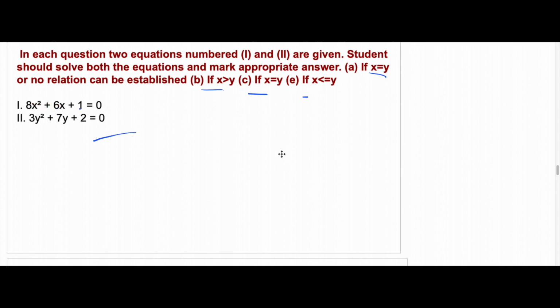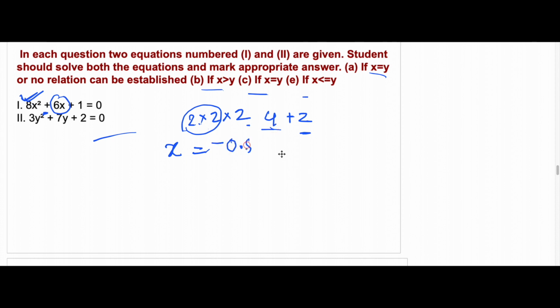Okay, 8x square plus 6x plus 1. So 8 is 2 into 2 into 2. Okay, so how can we make 6? 4 plus 2 is 6. 4 plus 2. So just reverse the sign. So x is equal to minus 4 by 8, minus 2 by 8. Minus 4 by 8 means minus 0.5. Okay. Minus 0.5. And minus 2 by 8 means minus 0.25.